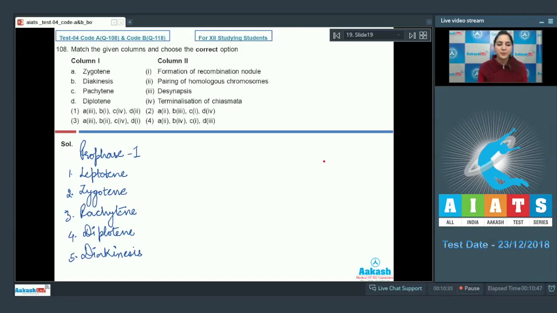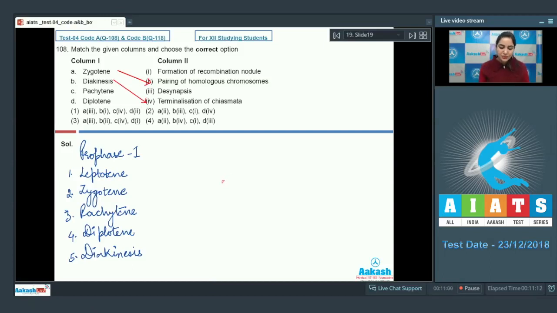Okay, just to remember. Then let's see what is happening in all of these phases. Students, if I talk about zygotene, it is the phase where pairing of homologous chromosomes occurs. Then talking about diakinesis, which is at the end, it is marked by terminalization of chiasmata. Chiasmata terminalizes.